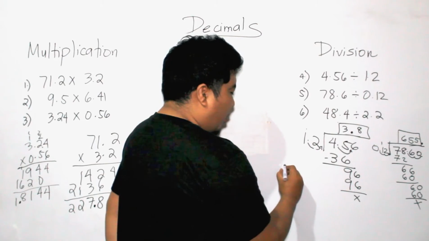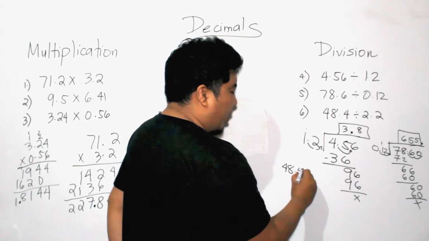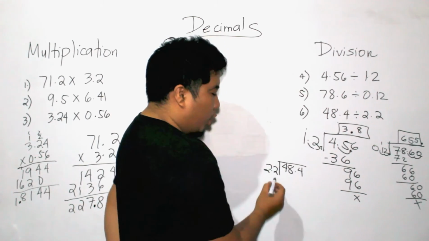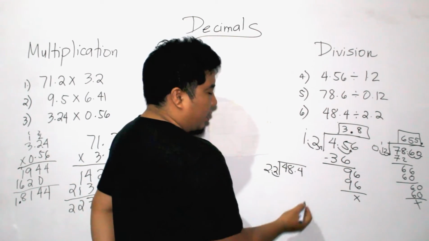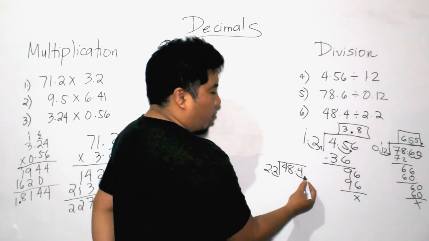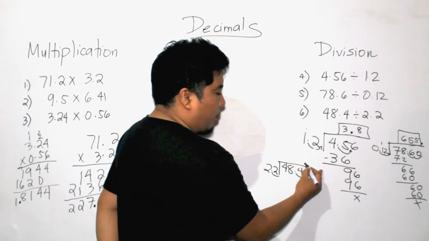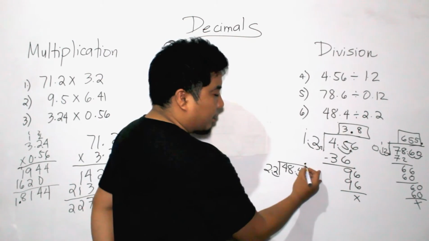We have here 48.4 divided by 2.2. So, we move one place, okay, to the right. And we also move this one place to the right. So, our decimal point will be here, and our decimal point for the quotient will be here.